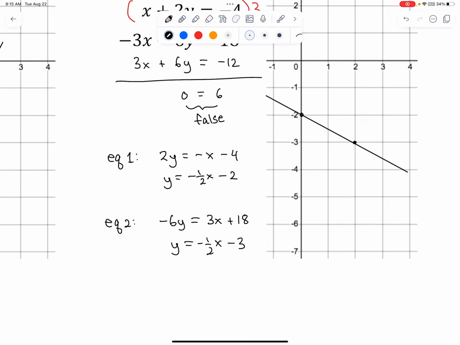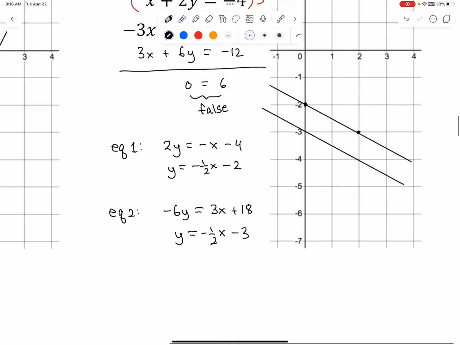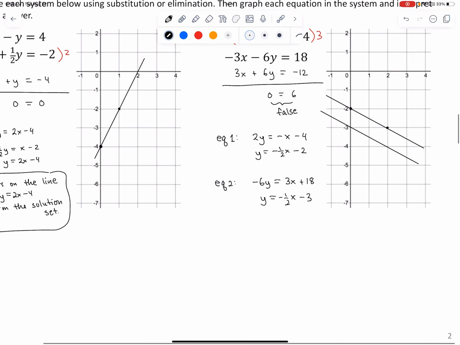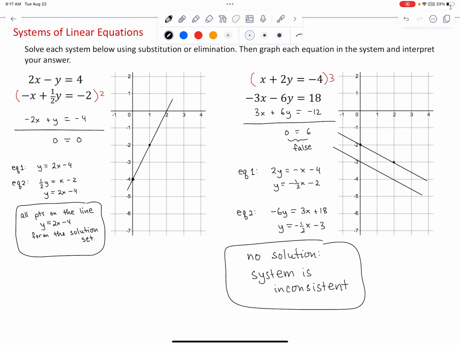So this one winds up producing a line that has the same slope as the first equation, but a different y-intercept. The fact that we have two lines with the same slope but different y-intercepts suggests that they are in fact parallel, and they will never intersect. They are not the same line. Therefore, there are no points of intersection, and in a case like this, we say that the system is inconsistent or that there's no solution.